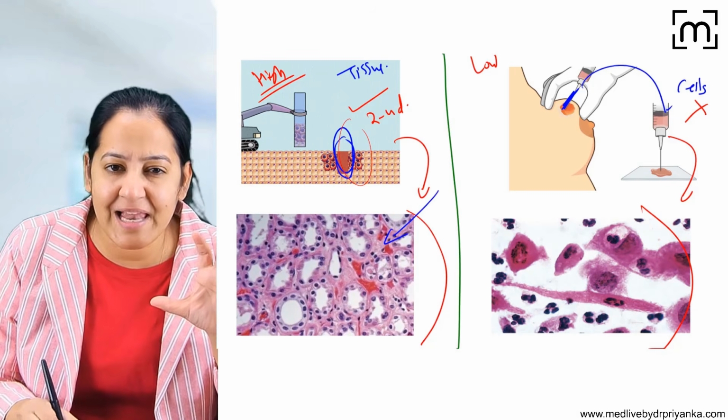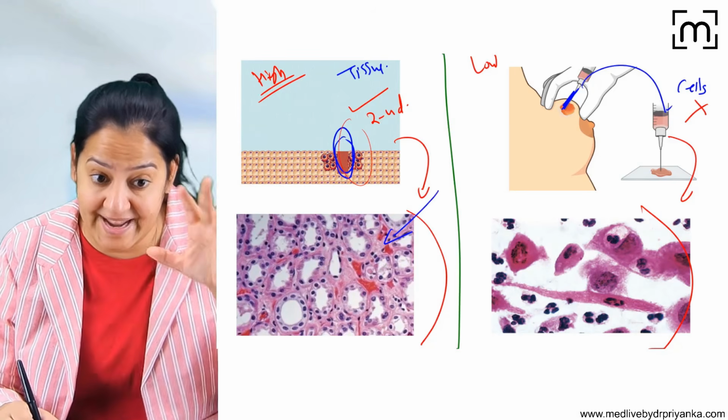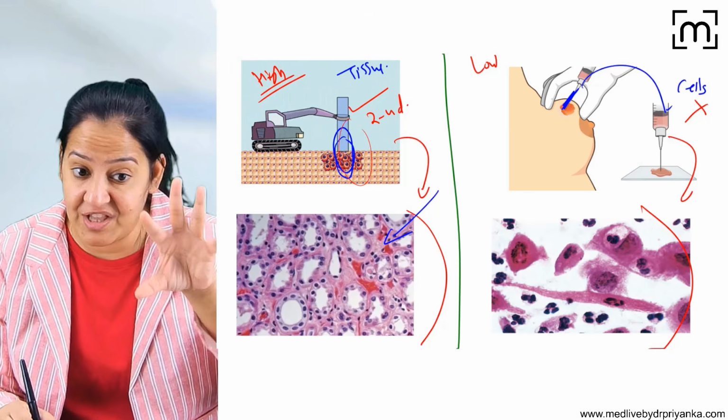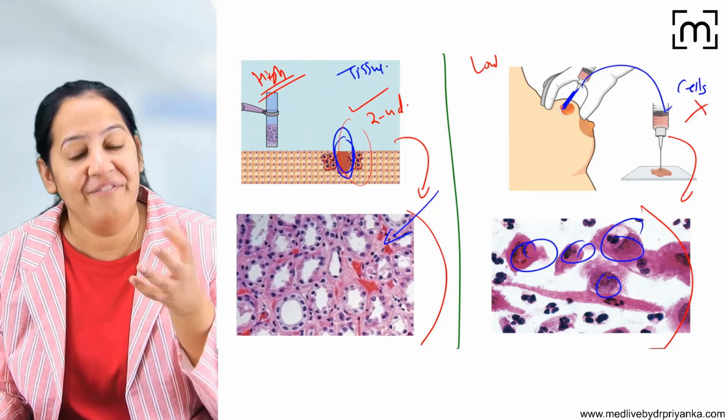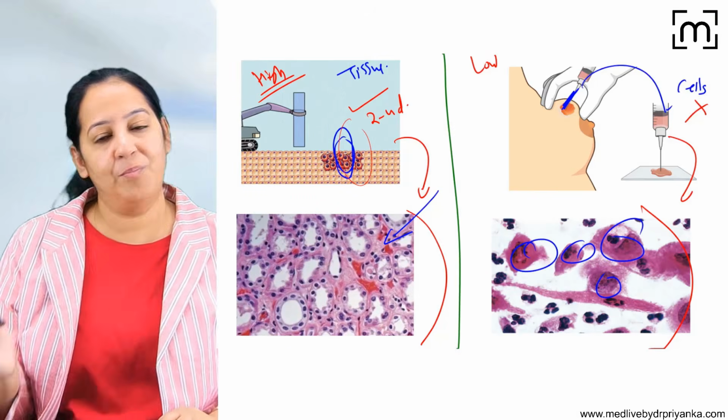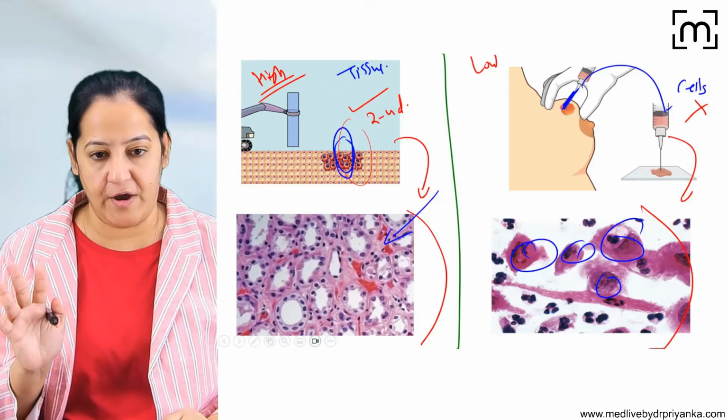Here you cannot see the cell morphology well. Here you can see the architecture well, how they are arranged, the arrangement. Here we don't see the arrangement of the cells. The cells are dissociated from each other. We can see the morphology of the cell well. So both of them have their pros and cons, and you have to learn them.